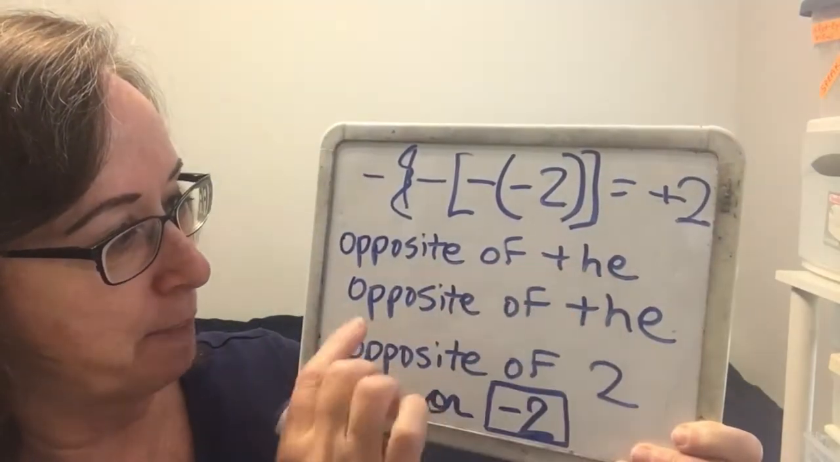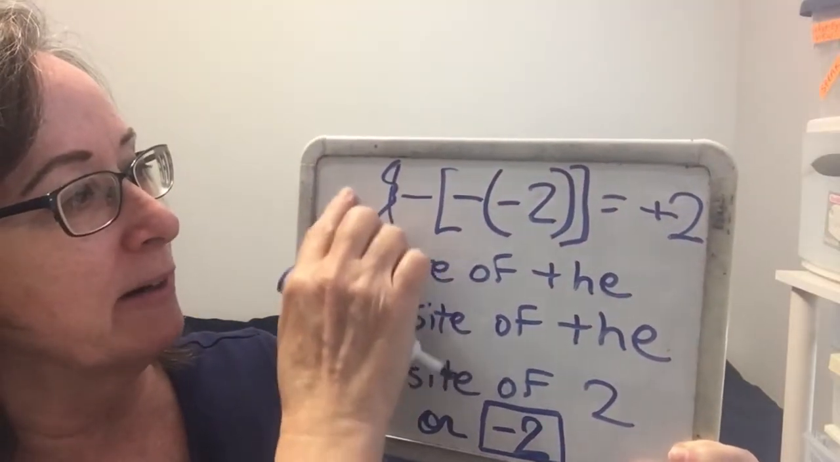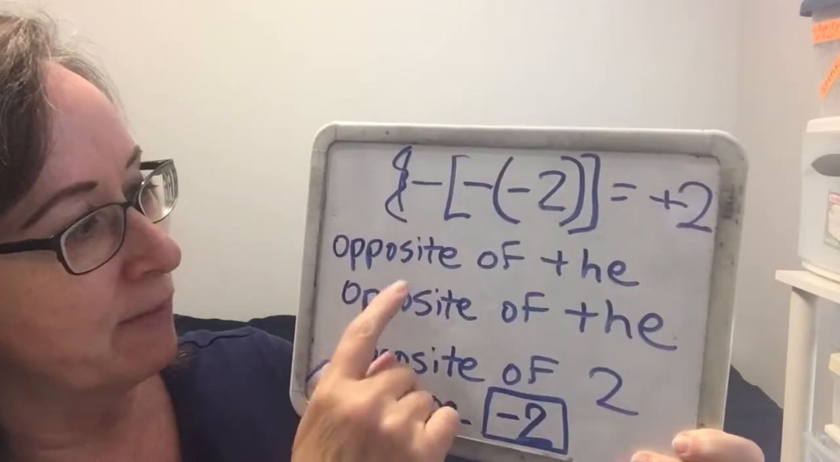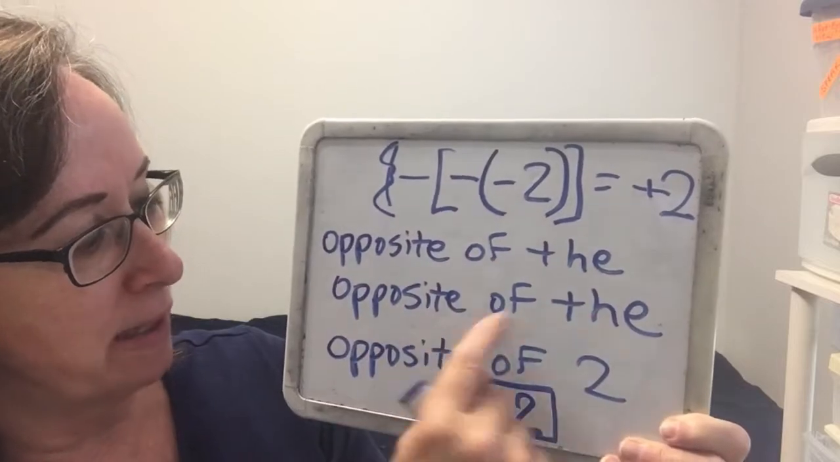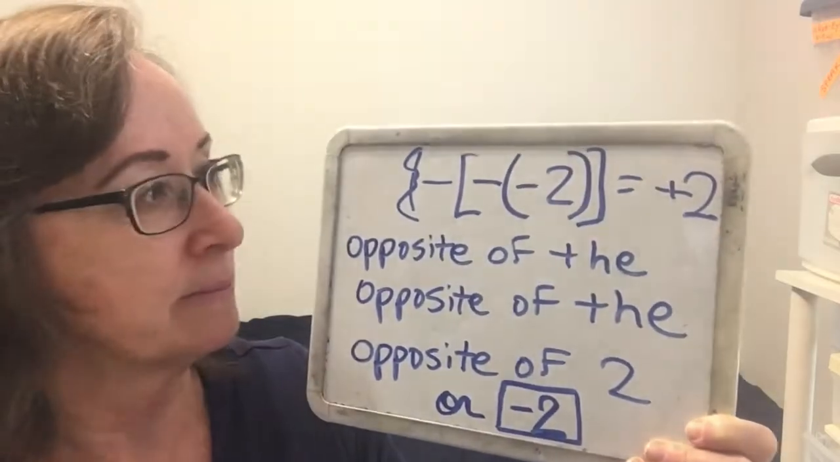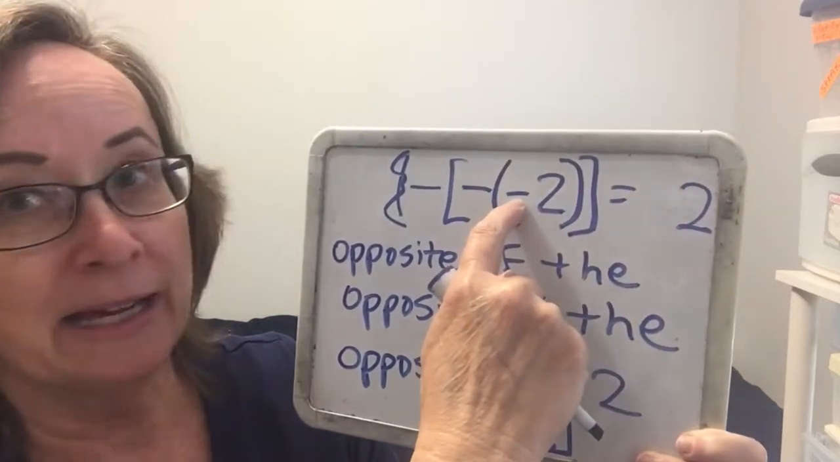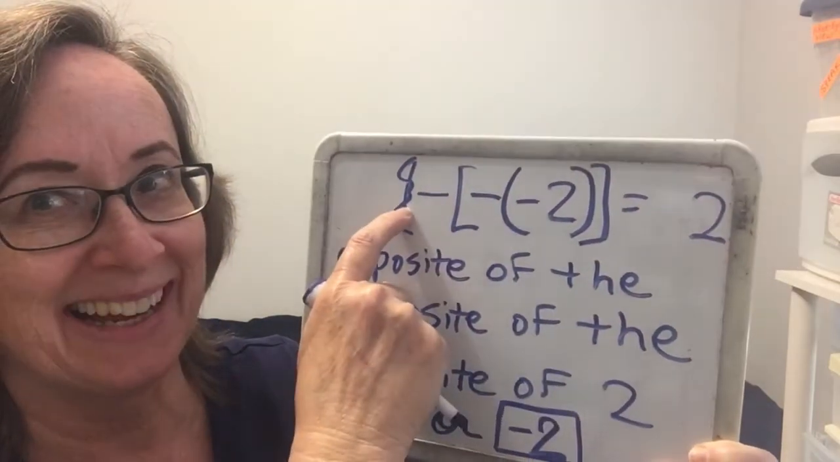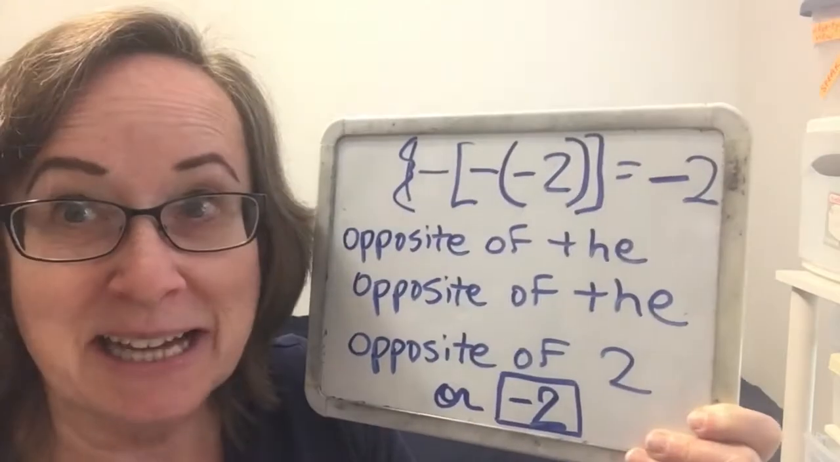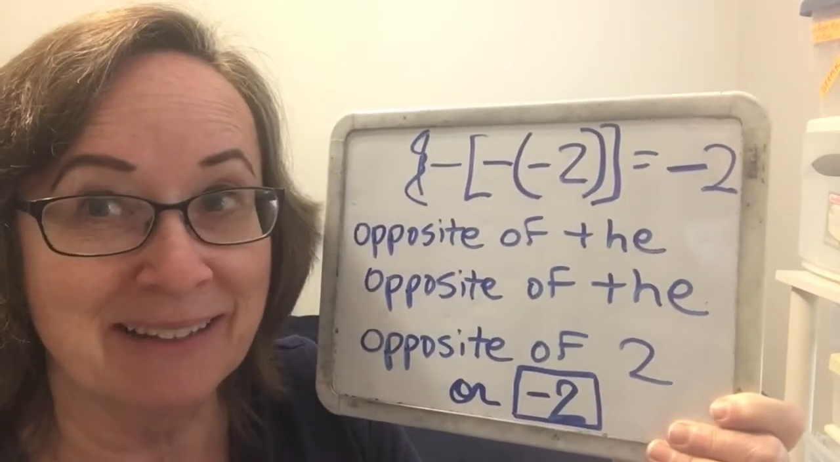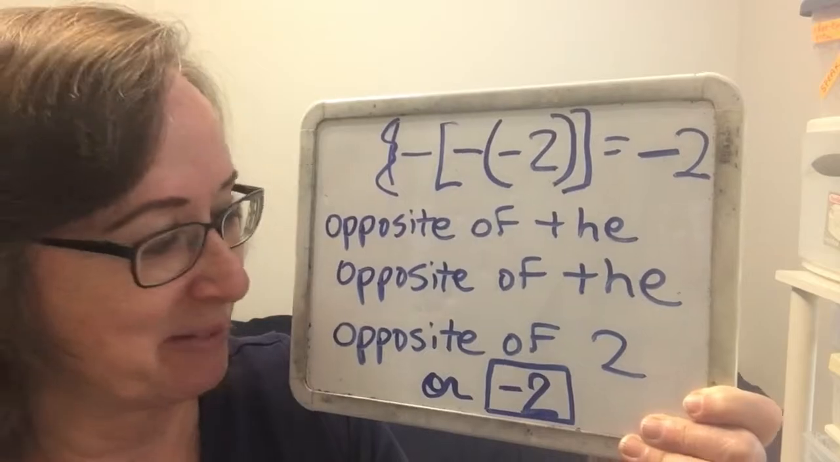So let's go back to our original here. Negative, negative, negative is the opposite of the opposite of the opposite of 2. Which is 2, negative 2, positive 2, negative 2. Every time you add another negative, you flip signs again.